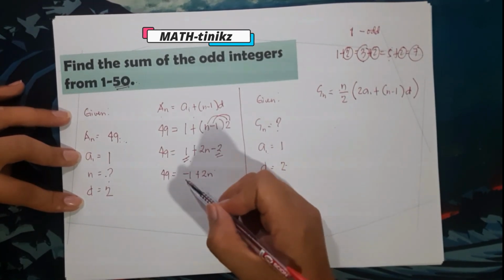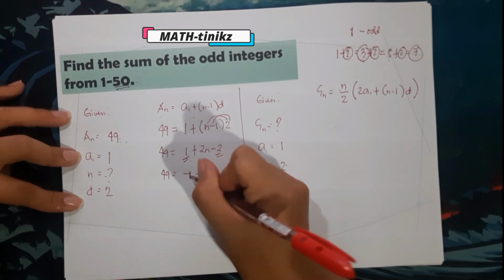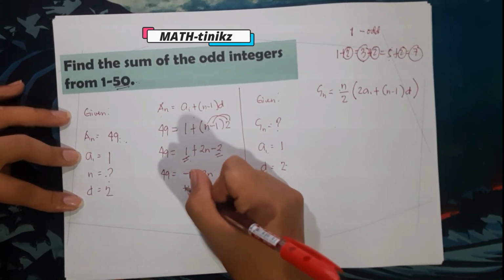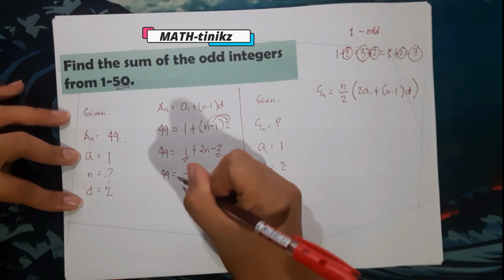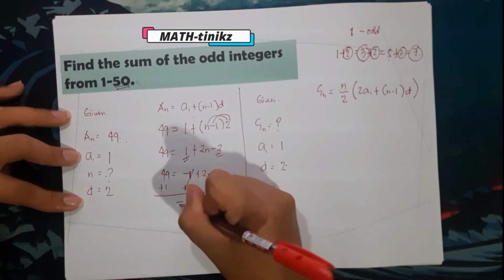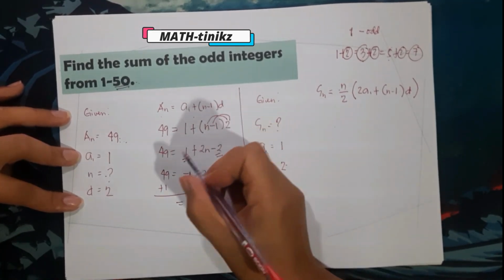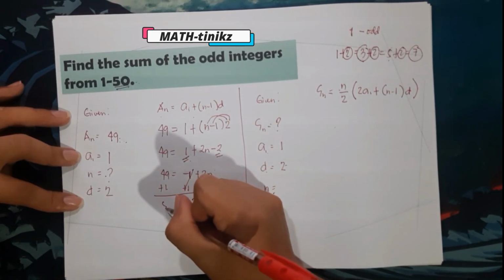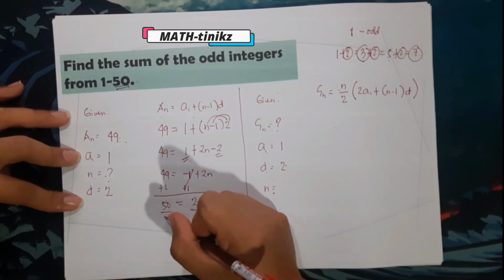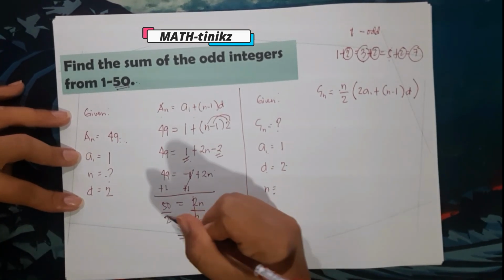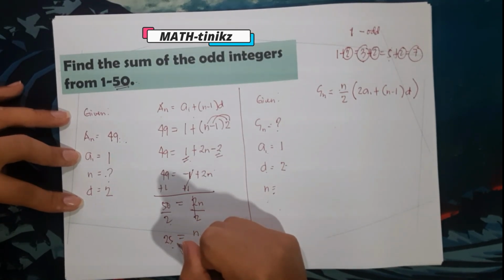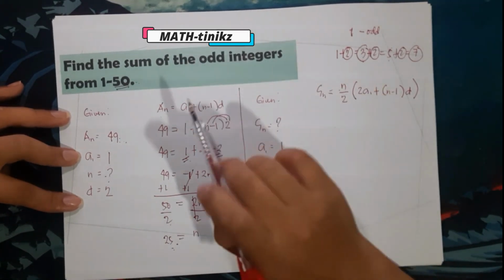What's left here is only 2n. So, we need to transpose using the opposite sign of the negative, which is positive, to make zero the side of the negative 1. So, since we add 1 here, we need to add 1 to the other side to balance the equation. So, cancel, it becomes 0. And what's left is only 2n. So, 49 plus 1 is equal to 50. And to isolate n here, we need to divide both sides by 2. Cancel, is equal to n. And 50 divided by 2 is equal to 25. So, there are 25 odd integers between 1 to 50.